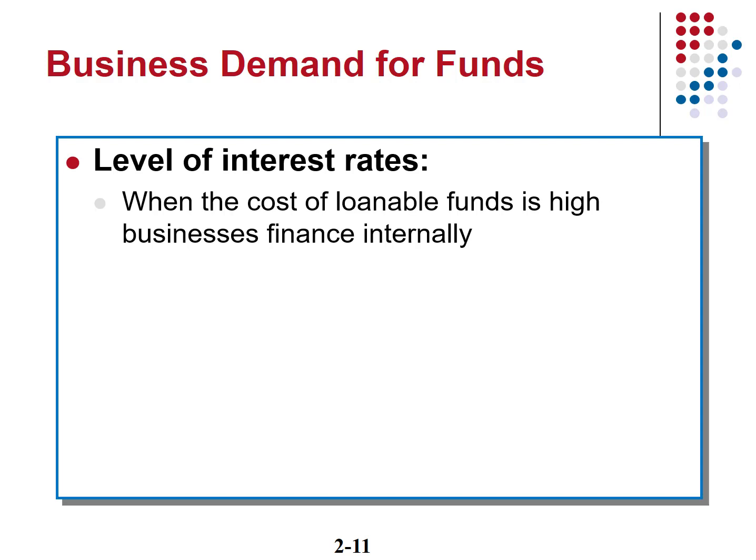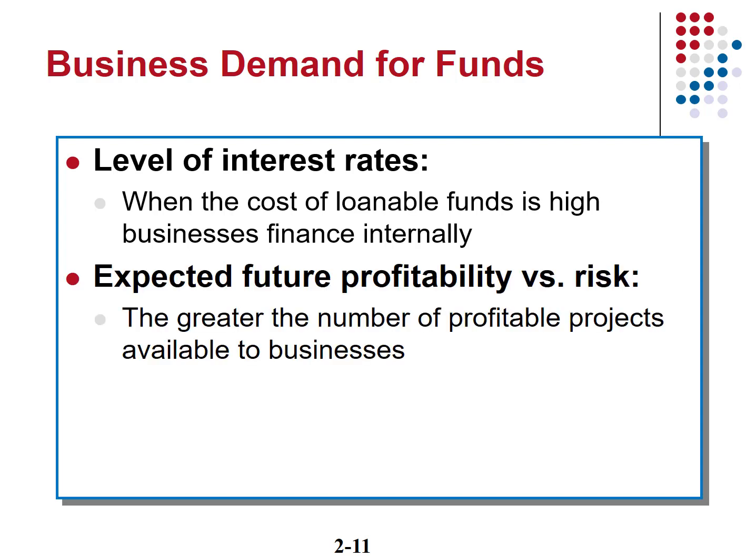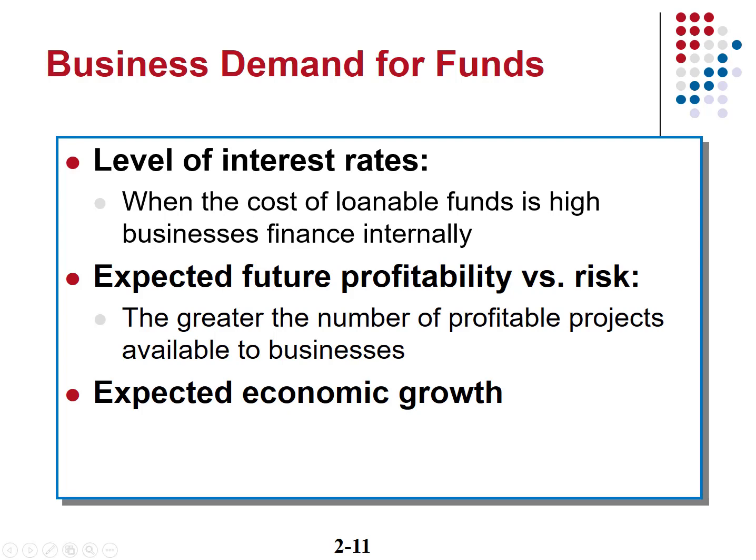Looking at determinants of business demand for funds. When interest rates are high, firms will try to finance projects with retained earnings. When a company has a lot of potentially profitable projects, they may demand more funds. When the economy is growing, both households and businesses are confident and will demand more funds.